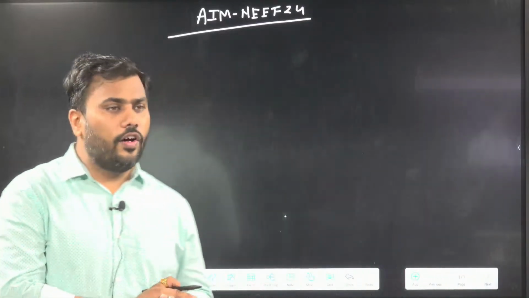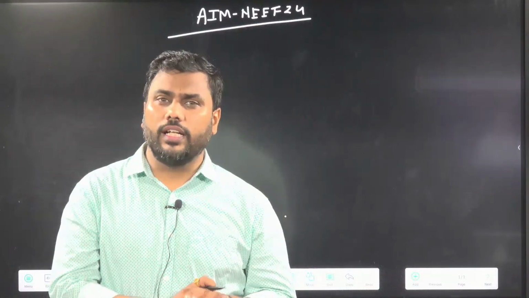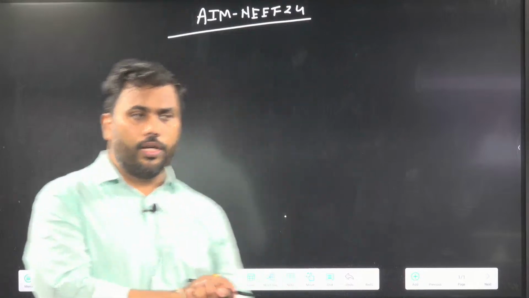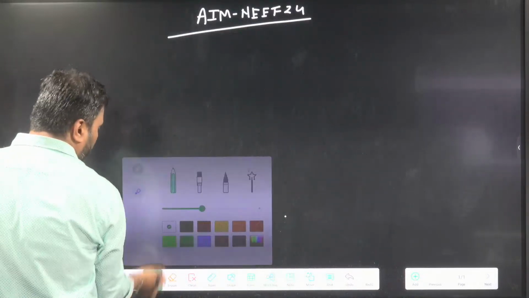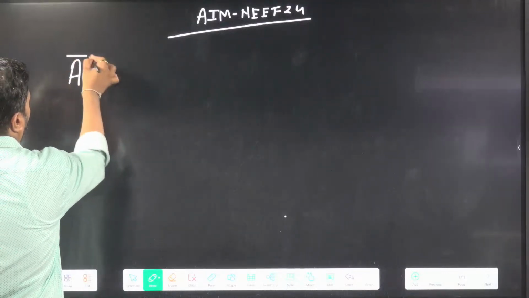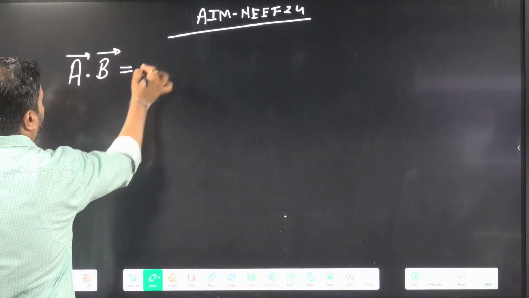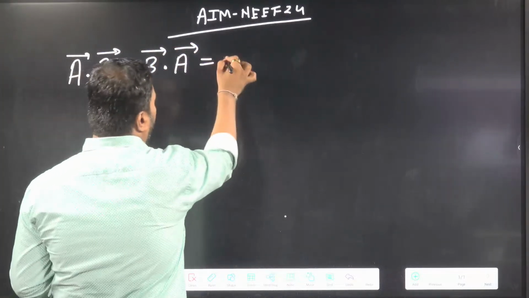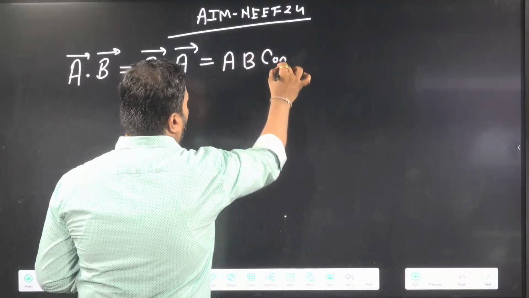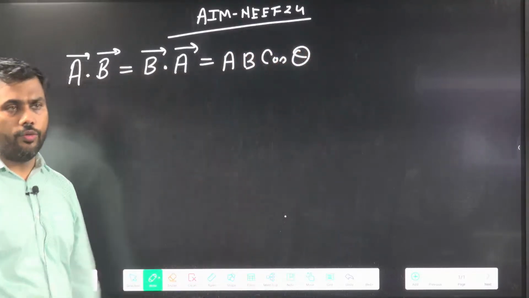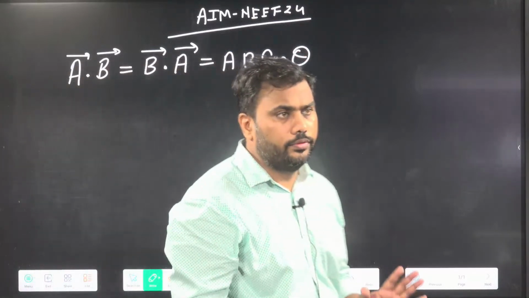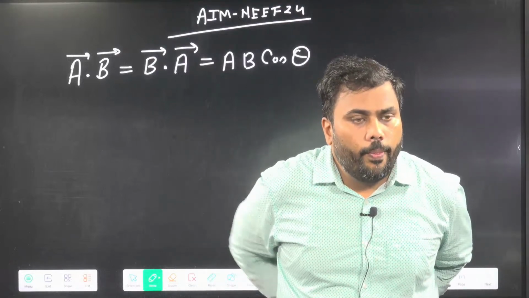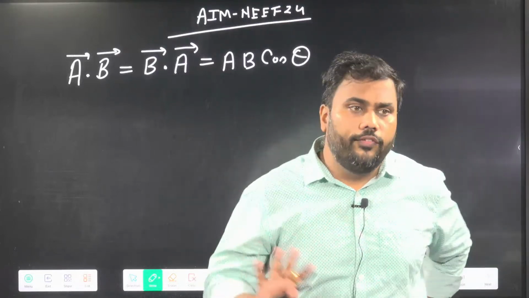So let us start now. What we have covered in the previous class, I think we were covering dot product. We have covered dot product. What is dot product? Dot product is represented by a dot. It gives you a scalar result. A dot B is also B dot A. Both are the same thing. It is given by magnitude of A, magnitude of B, cos of the angle between them. This was the definition of dot product. Is this clear? Dot product understood?